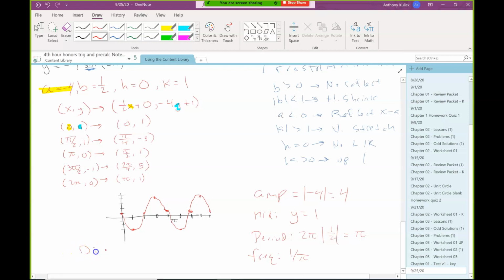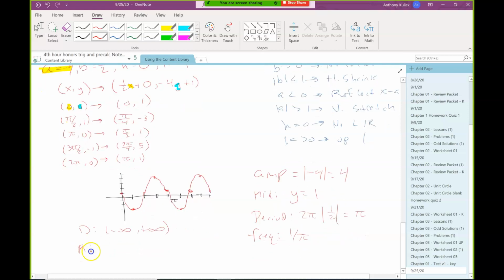We should do the domain and range here. Well, the domain we noted didn't change, still the same as it was for the parent function. But remember, the range was kind of weird, right? It was k minus the absolute value of a, and then k plus the absolute value of a. So in our case, that goes from -3 to +5. Notice that you could have also gotten that just by looking at the key points that we transformed, by looking at the minimum value there and the maximum value.